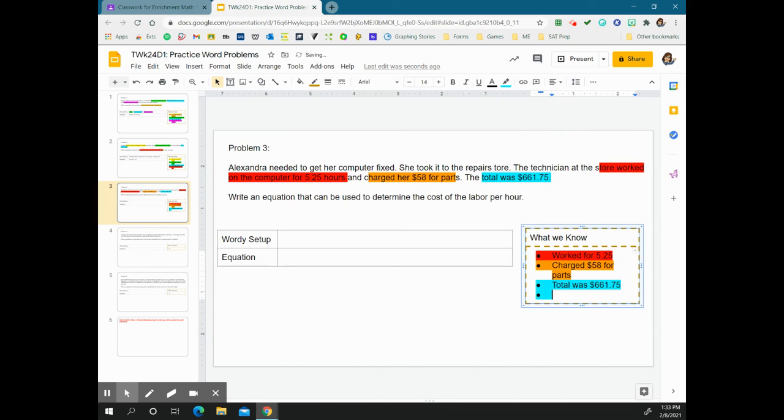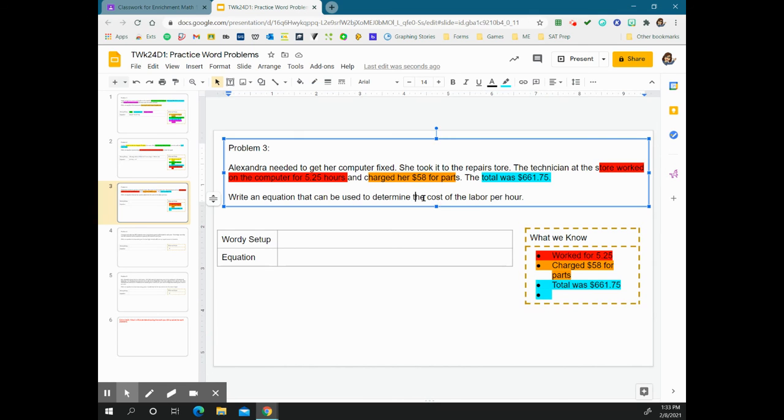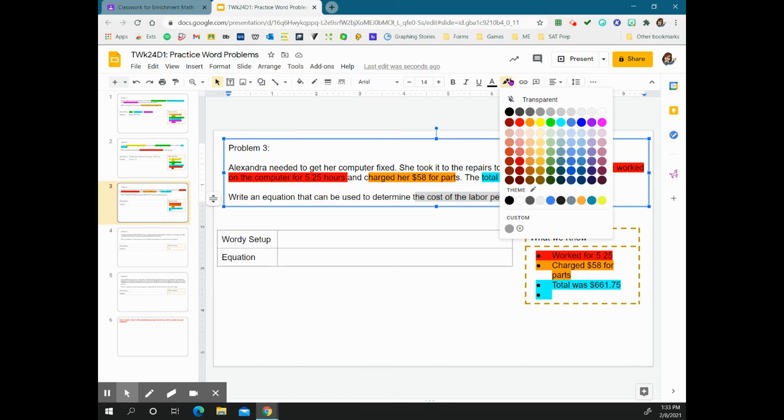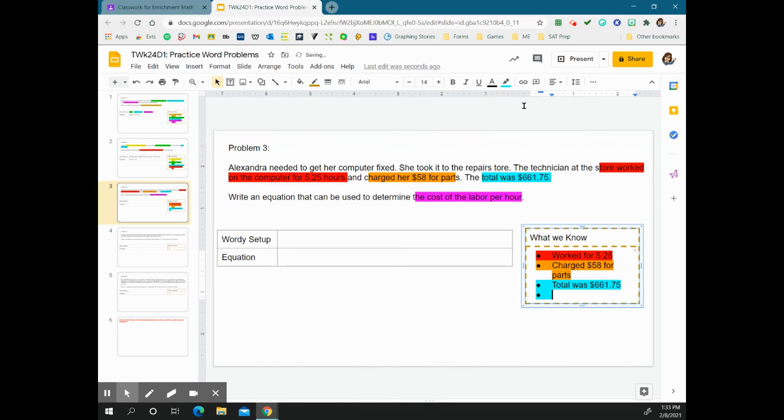Now we need to have a variable, right? We talk about everything we know. What do we not know? Well, we don't know from our statement here. Write an equation that can be used to determine the cost of labor per hour. So that's what we don't know. We don't know another cost again. So we don't know the cost of labor per hour. So I'm going to have C stand for cost.